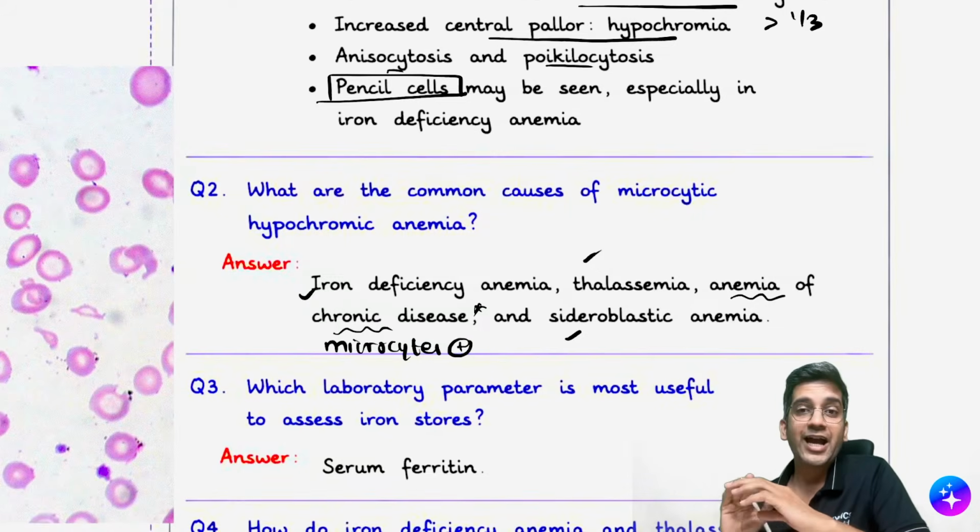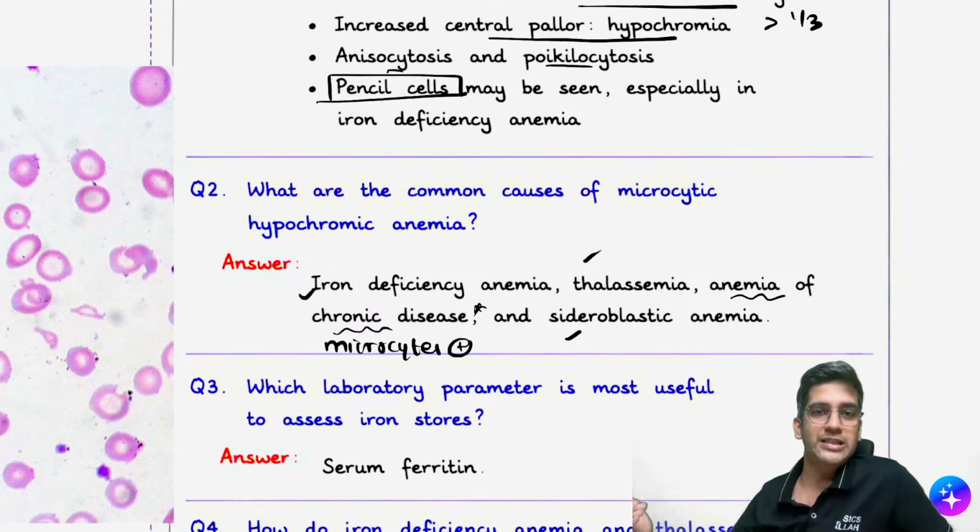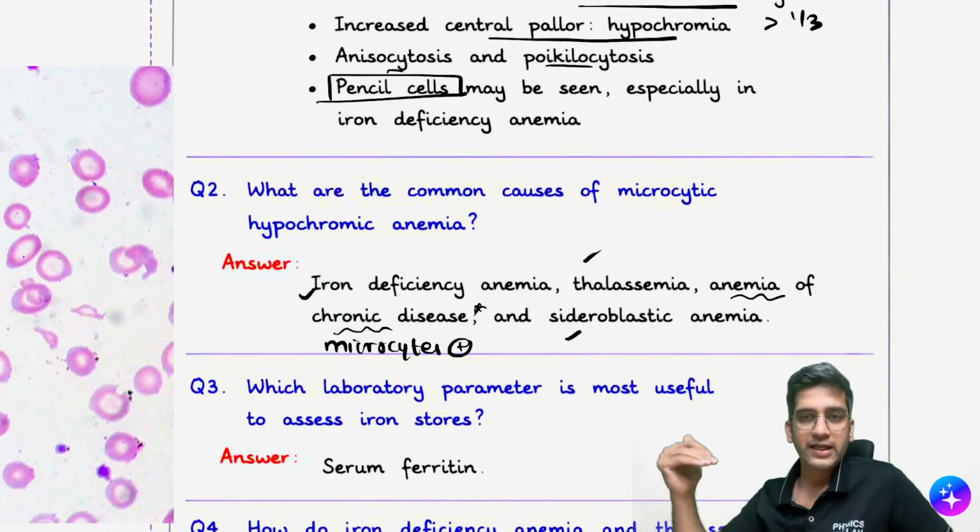Sitama is great, but I'm a person who likes sideroblastic to be told last. Iron deficiency is first, thalassemia second, in the same order, right? Perfect. Now I'll ask you one more question.